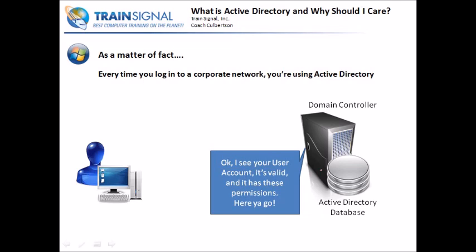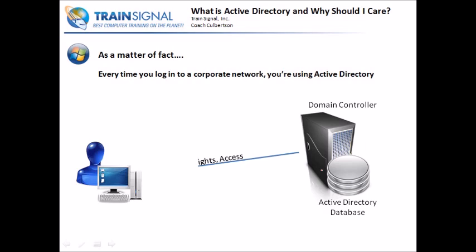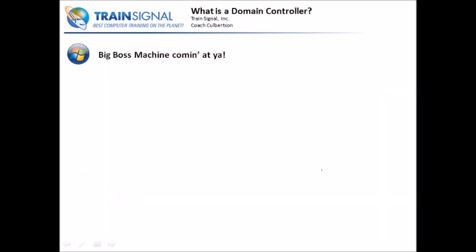I see your user account, it's valid, and it has these permissions and rights. Here you go. And it sends information back to your client computer with the stuff that you're allowed to have on the network. Now, it's kind of an oversimplification a little bit, but that's basically in a nutshell what happens when you log into an Active Directory Windows network.